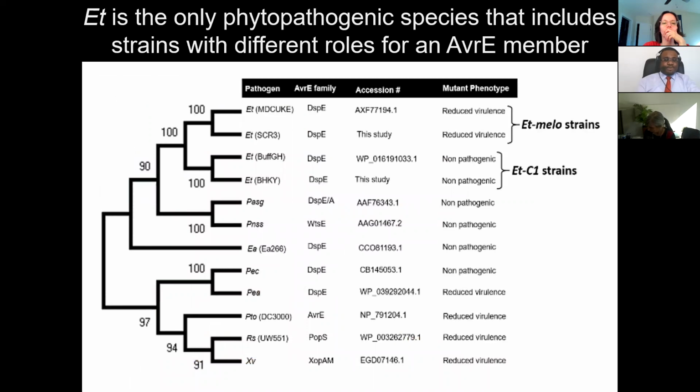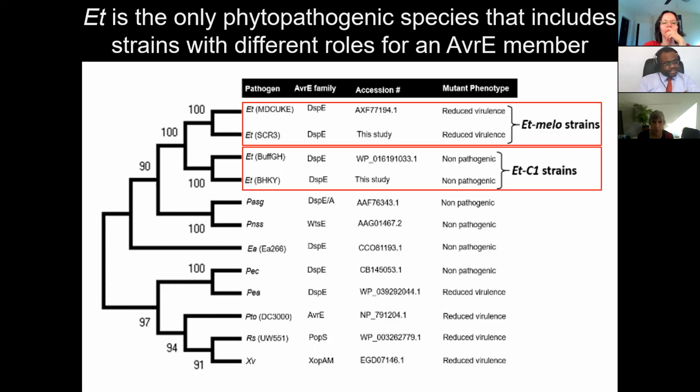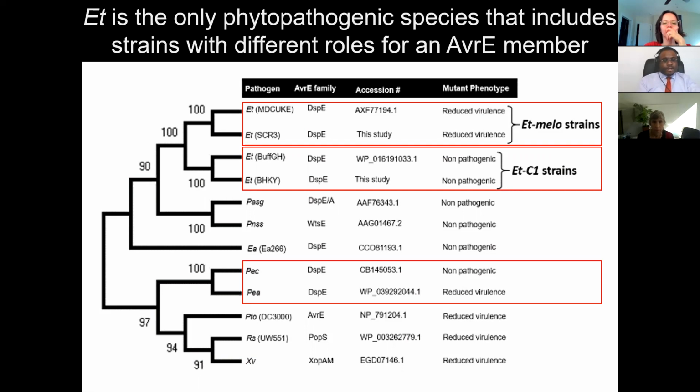So as a summary, Erwinia tracheiphila is the only plant pathogenic species that includes strains that have different roles for an AvrE family member. We can see that those are the melon strains, and then the squash strains. The other occurrence that we've seen so far was within the Pectobacterium genus, and this was at the subspecies level, and not at the species level like what we see with Erwinia tracheiphila.